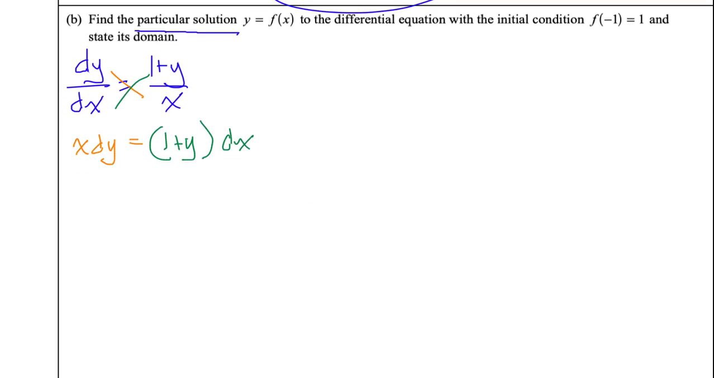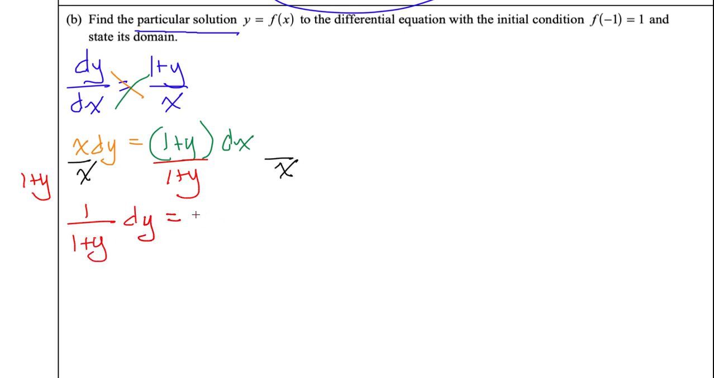I still need to do my separation. So I'm going to move my x to the left by dividing both sides by x, and I'm also going to divide both sides by 1 plus y. And when I do that, my new equation becomes 1 over (1 plus y) dy is equal to 1 over x dx.